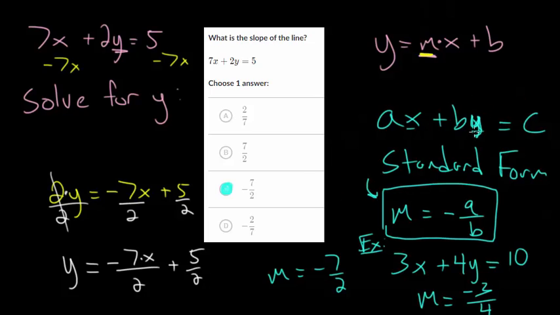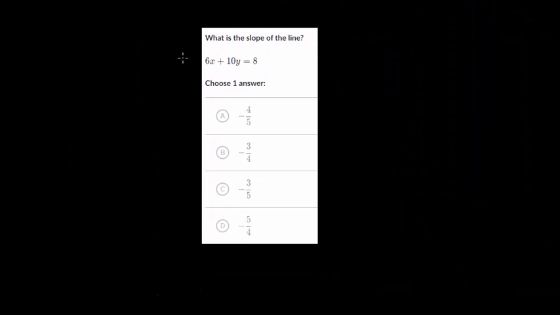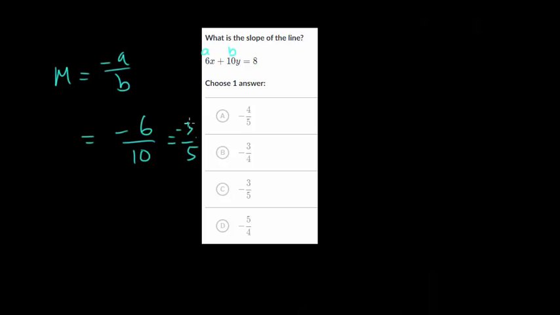It essentially came from solving this for y, and then using slope-intercept form, the number attached to x would be minus a over b when you solve for y. So anyways, let's do another problem. Again, we have standard form. You can use that formula, minus a over b, where that's a and that's b. And so you get minus 6 over 10, or minus 3/5. So that is the very fast way to solve these.